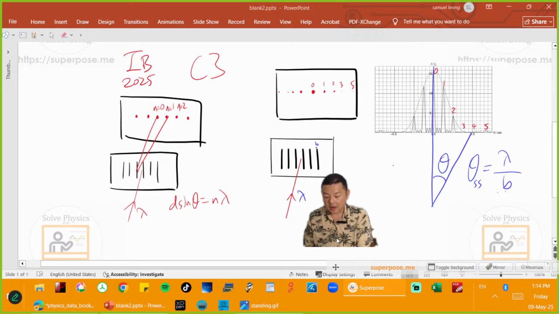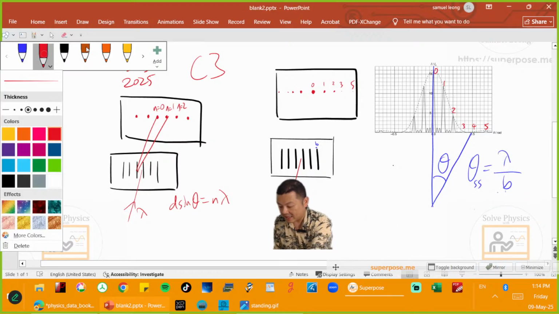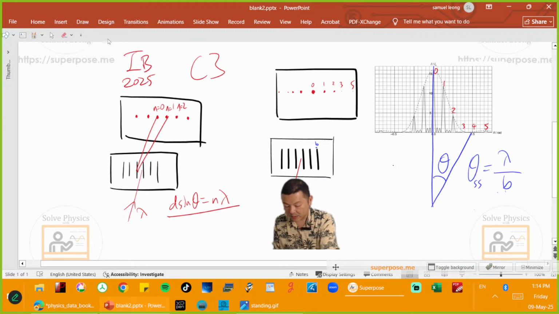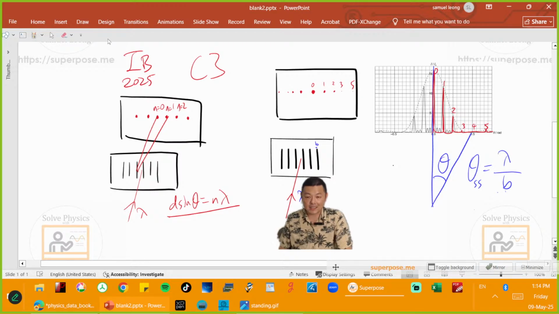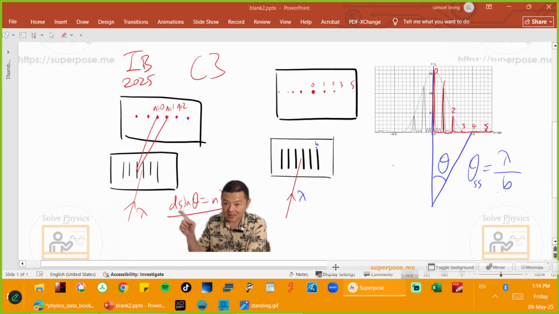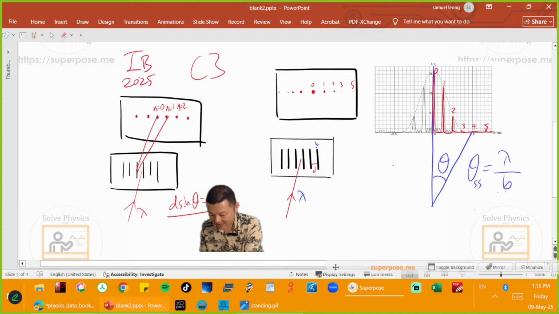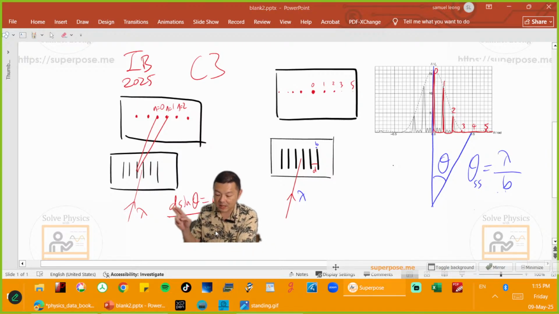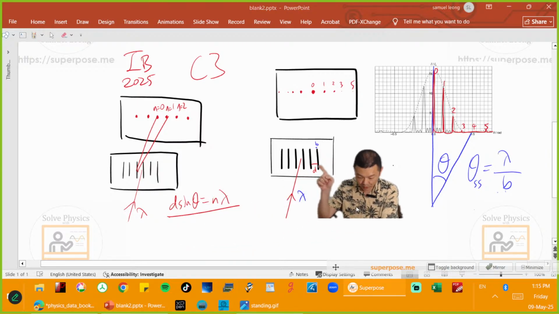Then you have to understand that this d sine theta equation is meant for these peaks, this red one, these ones here. That's the equation for that one. You get what I'm saying? But what is d though? The distance between the slits. No, small d, between the slits.